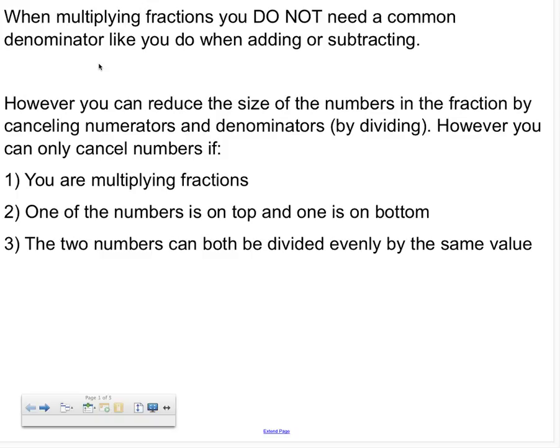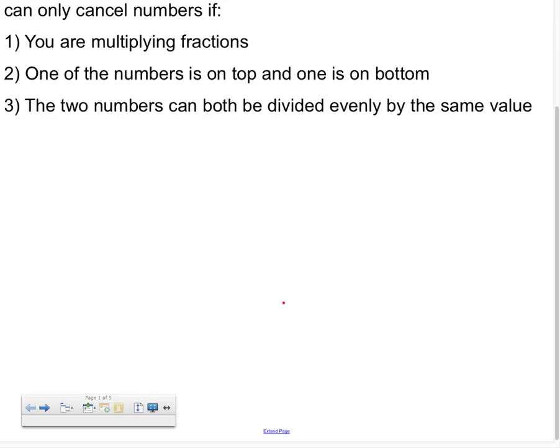So for instance, let's say I have two fractions. We'll call this fraction times fraction. We'll say I have an 8 on top and a 12 on bottom. I can cancel the 8 and the 12 because one's on top, one's on bottom. I am multiplying, and they can both be divided by the same number, namely 2 or 4.